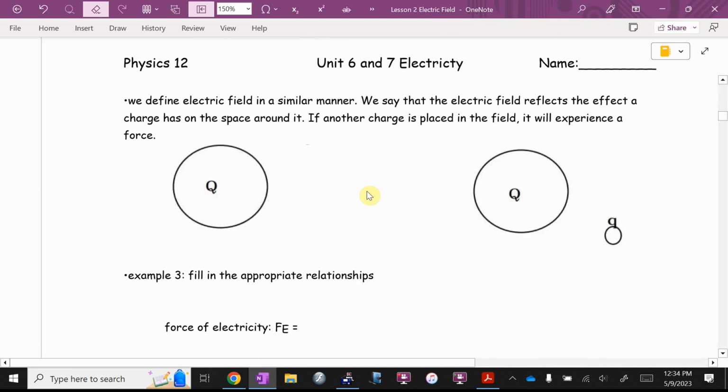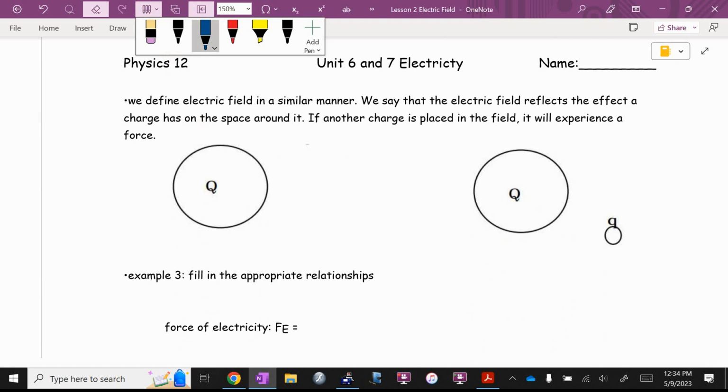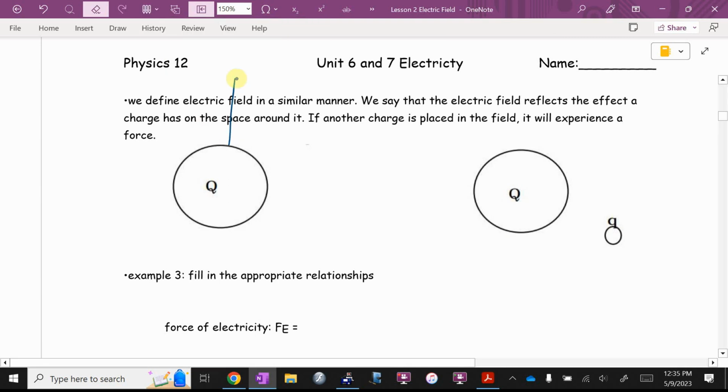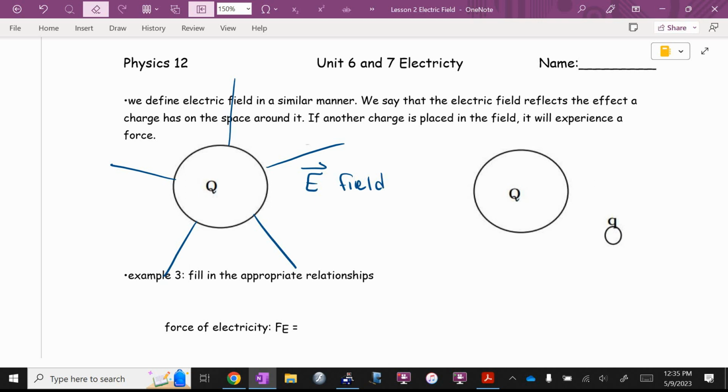The electric field reflects the effect that charge has on the space around it. So here is a big Q charge. It's sending out, like the invisible tentacles of an octopus in all directions, an electric field. Our variable for electric field is going to be a capital letter E with a vector sign above it. In fact, we'll often talk about an E field. That's an electric field.